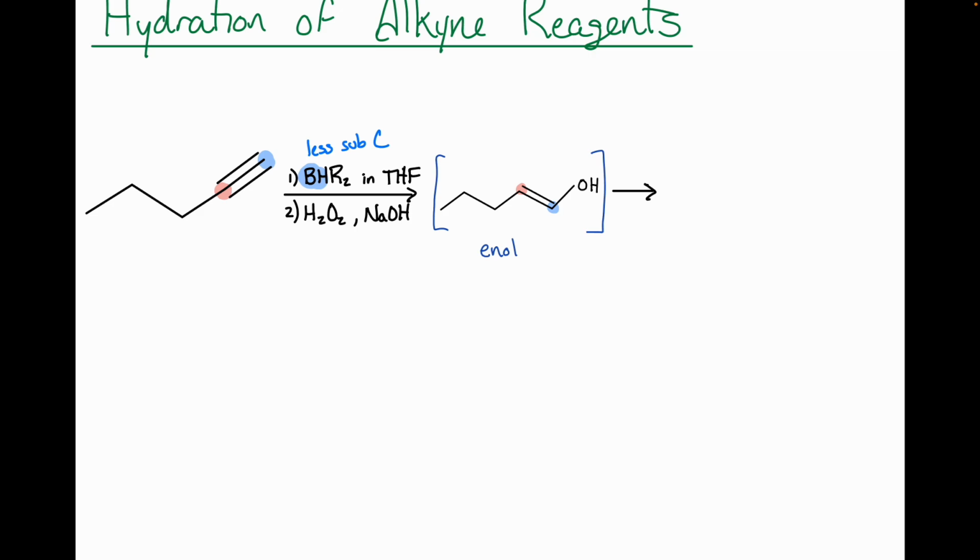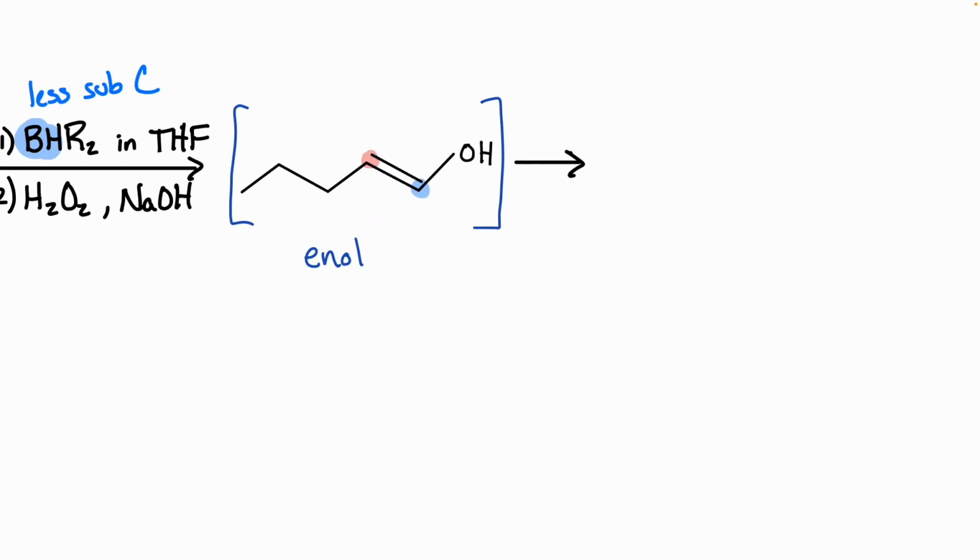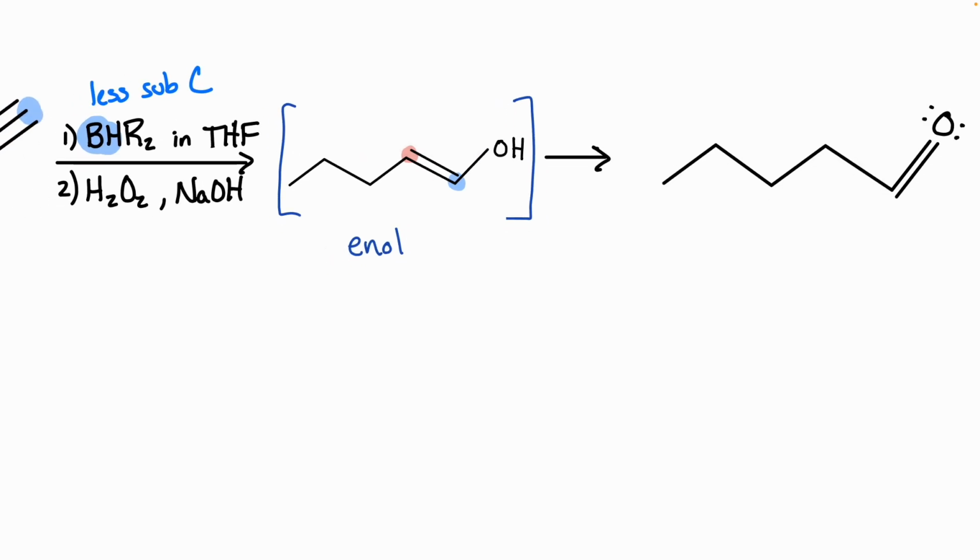There's only one product that you would get in this case, right? Because you're going to put that OH group on the less substituted carbon, and then you're always just going to move your pi bond to be between that carbon and oxygen. All right, so at the end of the day, I should have a 5-carbon aldehyde here, where my enol has tautomerized into that aldehyde.